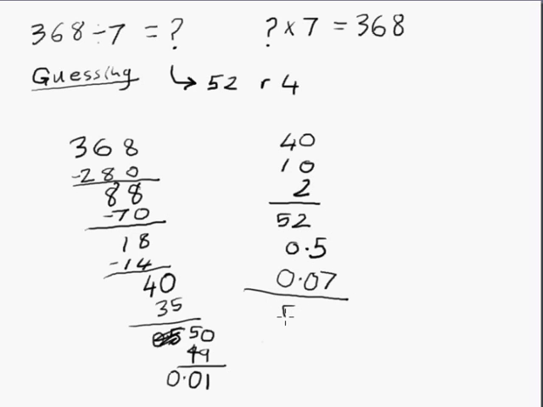So now we can add up our guesses. So far, we've got 52.57 and a remainder of 0.01. Now we can keep going with this. We can multiply the 0.01 by 1,000, divide by 7, then divide the answers by 1,000, and so on. But there's a better way of doing this.